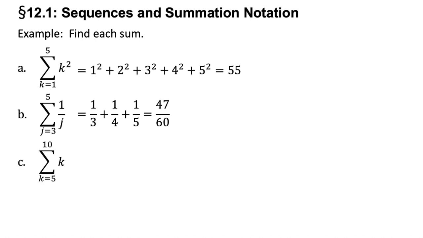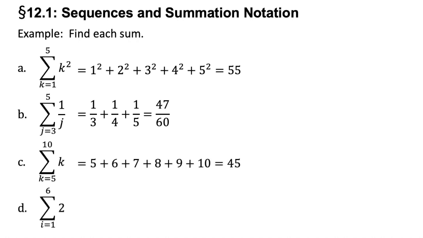The sum of k from 5 to 10 is simply 45. And the sum of 2 from i equal to 1 to i equal to 6 is simply six 2's added, which is 12.